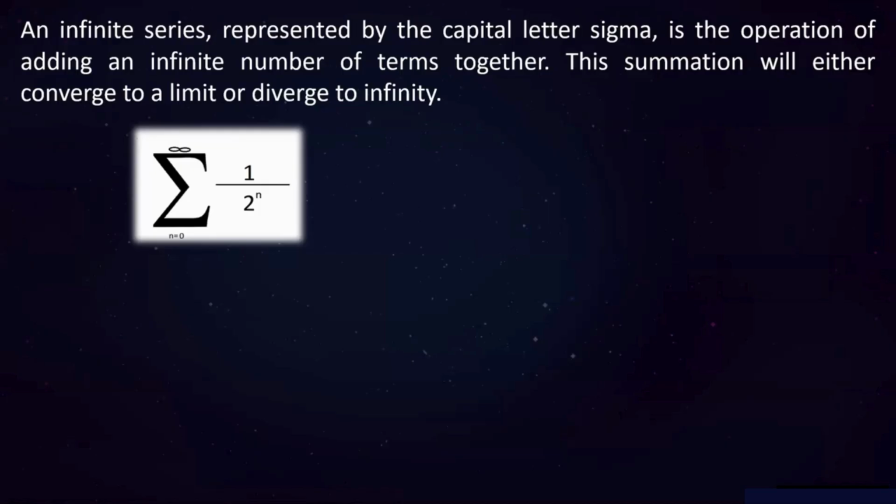When you add all those terms, that summation will either converge to a limit or diverge to infinity. It means when you add all those terms, there are infinitely many terms. When you add them, the sum may be a finite value or an infinite value. When the sum is a finite value, we say that the series is convergent, right? When the sum is infinity, we say that the series is simply divergent.